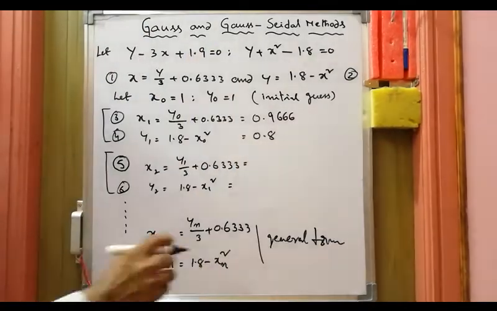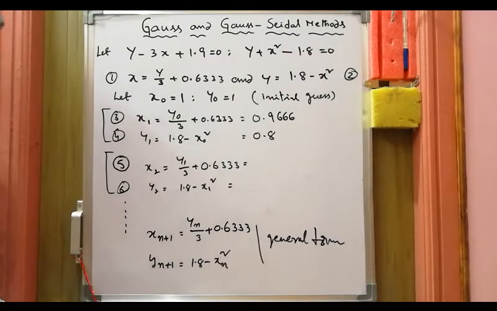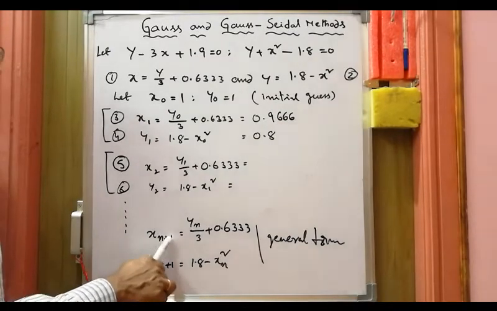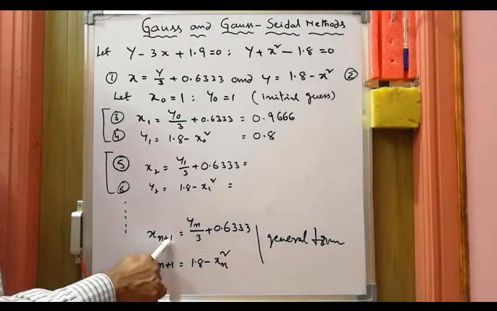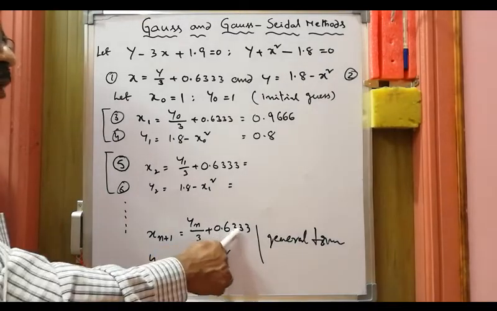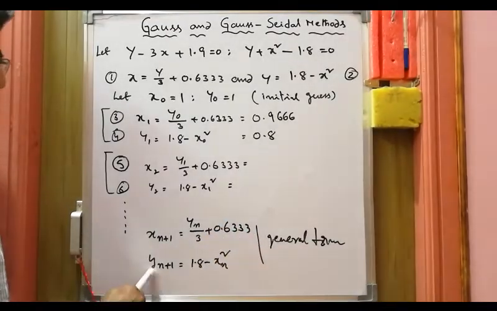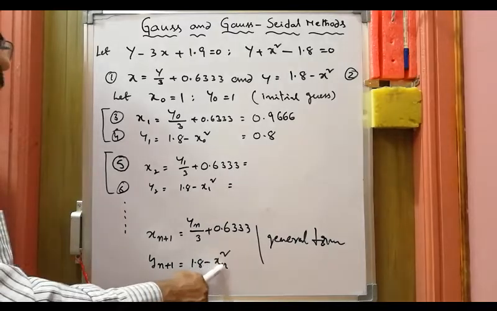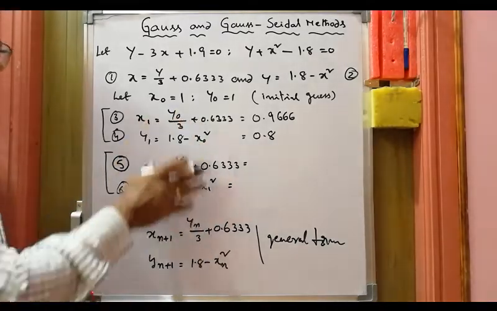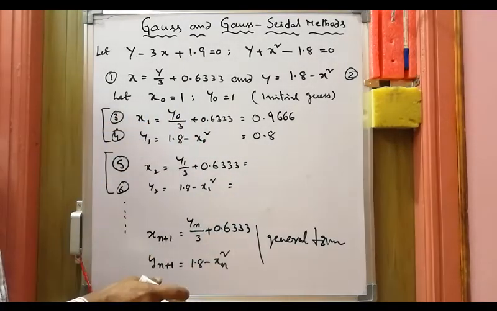General form for this example. At any n plus 1th iteration, x n plus 1 is y n by 3 plus 0.6333, and y n plus 1 is 1.8 minus x n square. So like that you can continue any number of iterations.